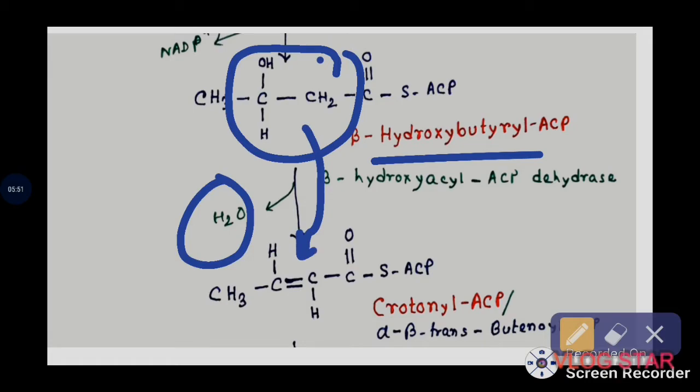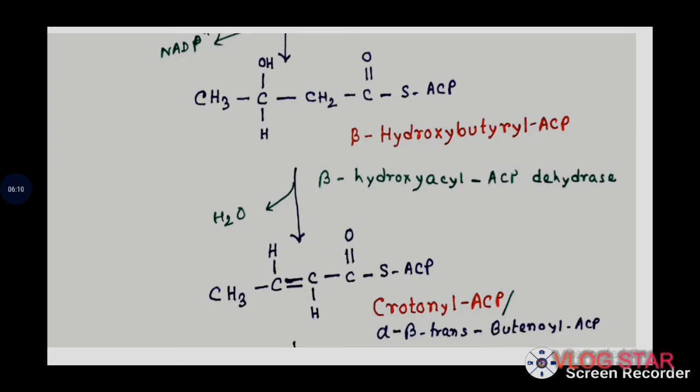You can see it is named alpha beta. This is the alpha carbon, and this is the beta carbon. As it is in the trans configuration, it is named alpha beta trans butanoyl ACP. Butanoyl refers to the number of carbons present in the compound. That's simple, you can memorize it easily.